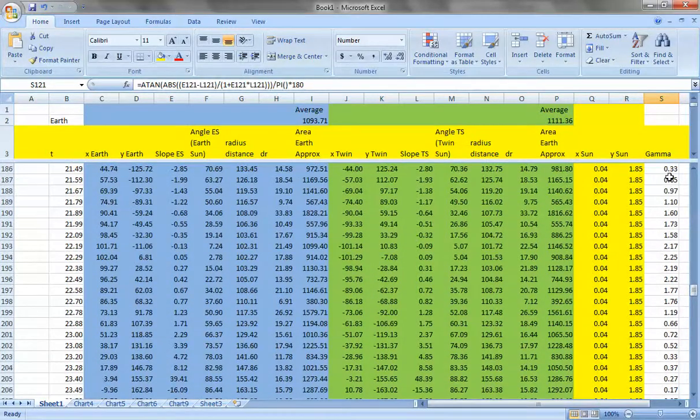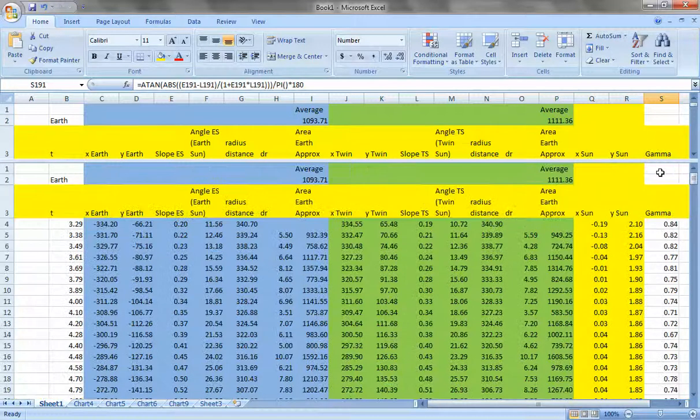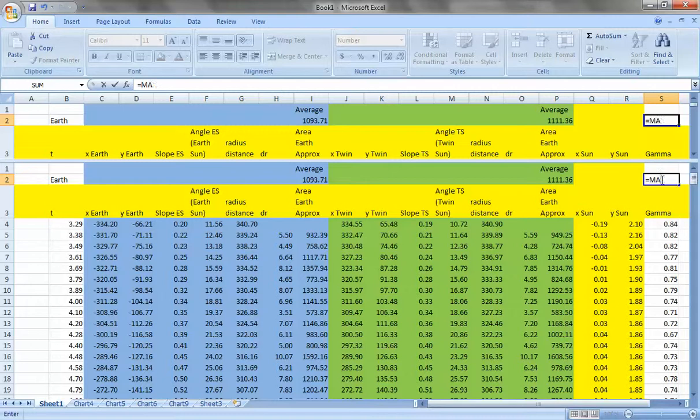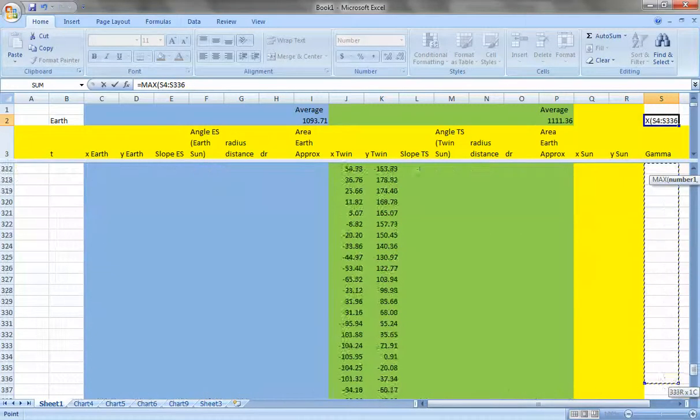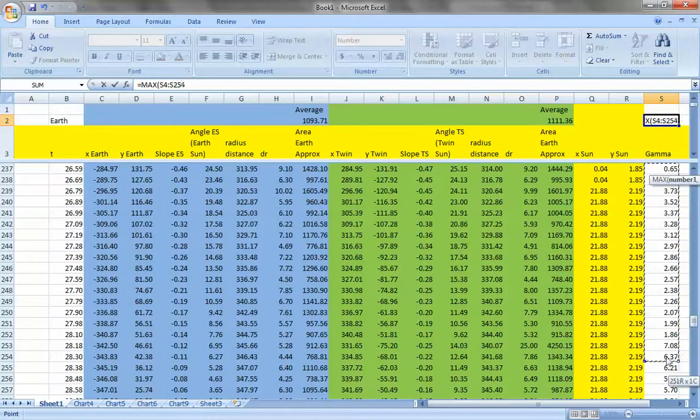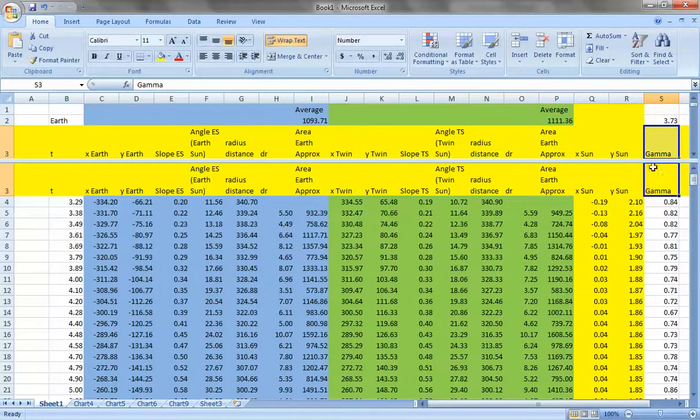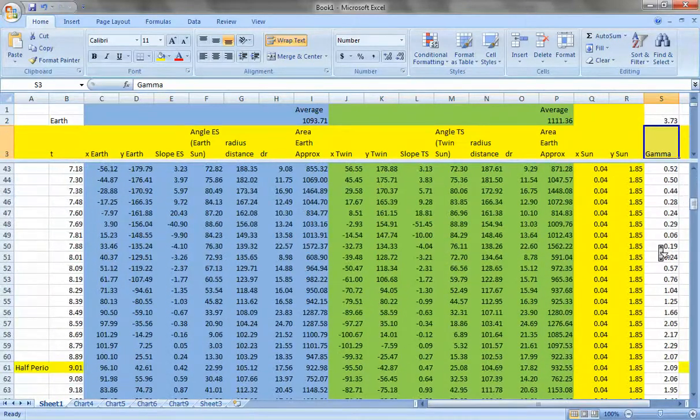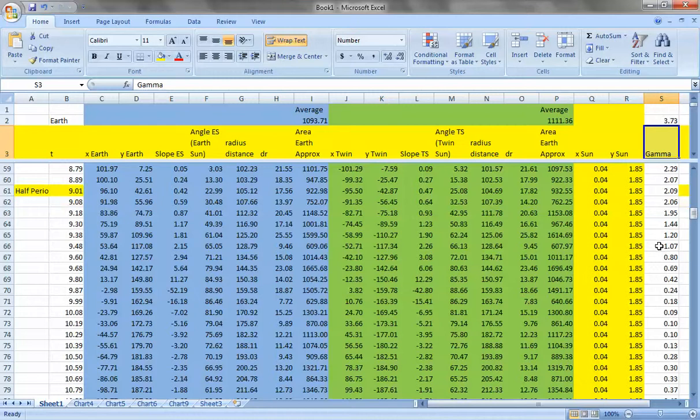The greatest angle I got, and actually I didn't calculate that, so let me do that now. Equals maximum, I think that's the right command, there we go. What is the biggest number you can get? And it gets a little dicey over here because I'm not sure why. I have to analyze that. There we go. 3.73 degrees. So the angle in between them is up to 3.73 degrees, which might be enough.